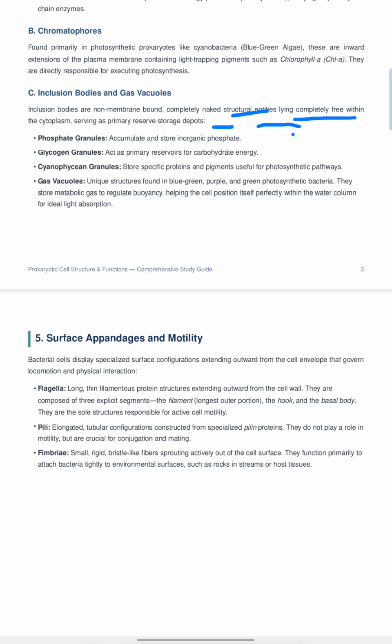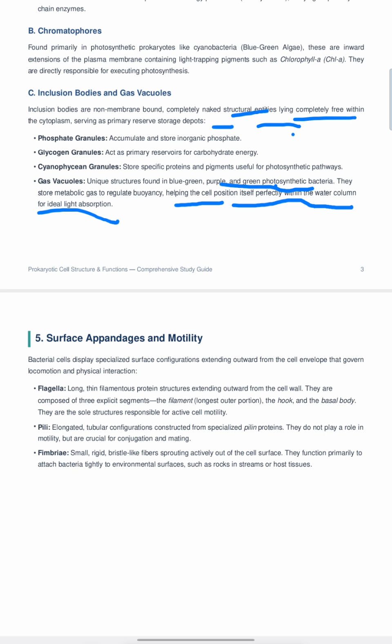Phosphate granules accumulate and store the inorganic phosphate. Glycogen granules act as primary reservoirs of carbohydrate energy. Cyanophycin granules store specific protein and pigments useful for the photosynthetic pathway. Gas vacuoles are a unique character found in blue-green photosynthetic bacteria. They store metabolic gas, regulate buoyancy, and help the cell position itself perfectly within the water column for ideal light absorption.